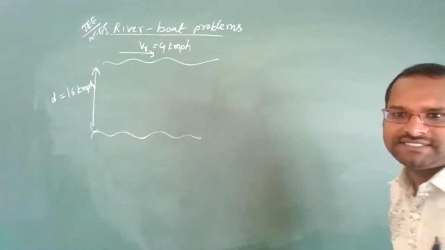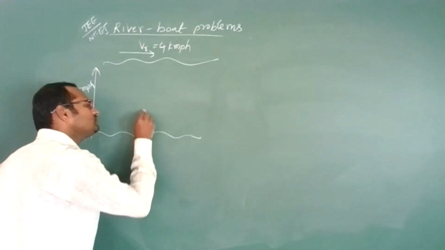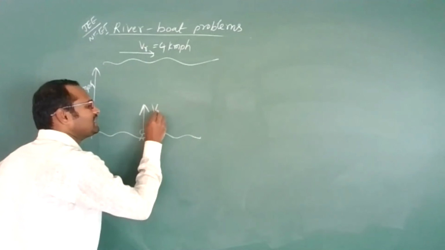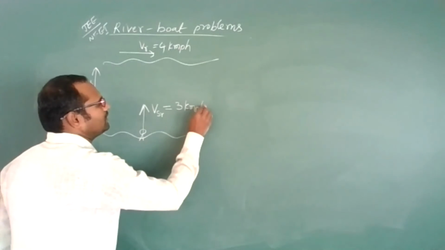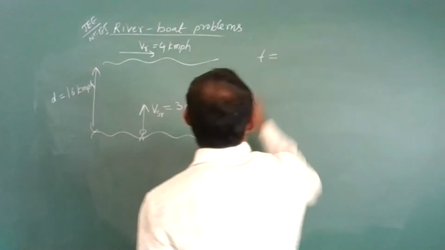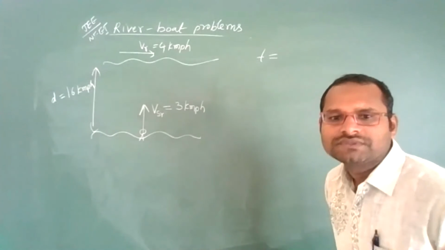Clear? Width of the river is 16 km. Okay. Now let us imagine there is a swimmer. He wants to swim like this. The velocity of the swimmer with respect to the river is, let us imagine, 3 km per hour. Then how much time will he take to cross the river?